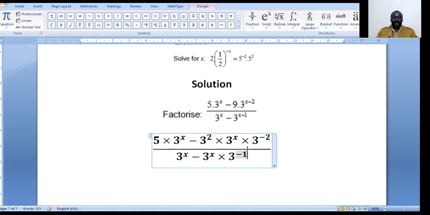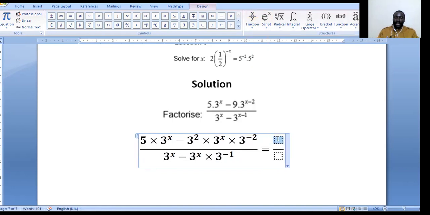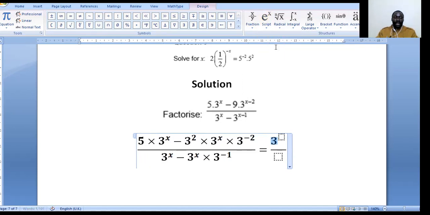Yes, now we have split things. So the thing here is what is common. That is what we want to deal with. In the numerator, this one is common because it's appearing here and also appearing here. So we can factor one of the two out. When we factor it out, we will have 3 with exponent x outside the bracket, like that.